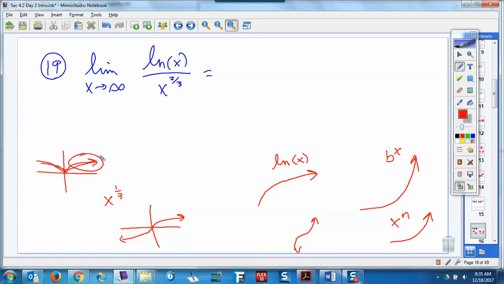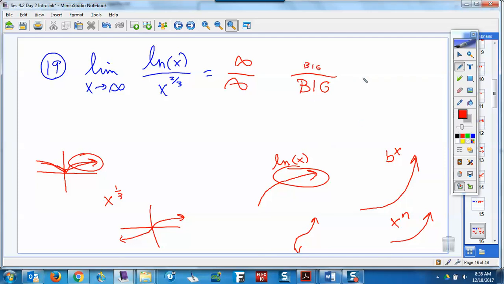Which one of these is flatter, do you suppose? ln is flatter because it's the inverse of this. So exponentials grow really, really steep, so ln is going to be really, really flat. This is going to be pretty flat, but it's not going to be as flat as ln. They're both getting big, right? But which one's getting bigger faster? The bottom one, right? Because this is so flat that it's getting big, but pretty slow.